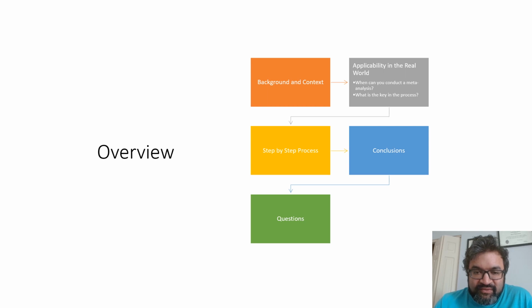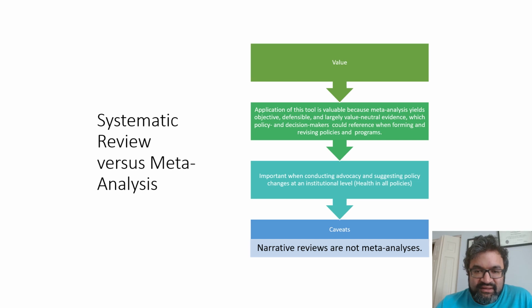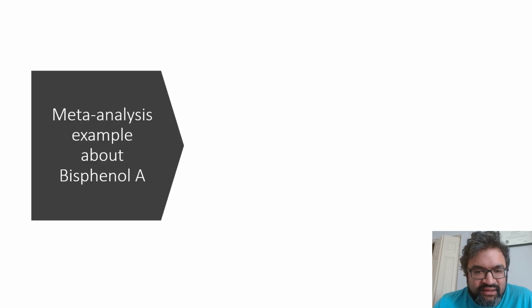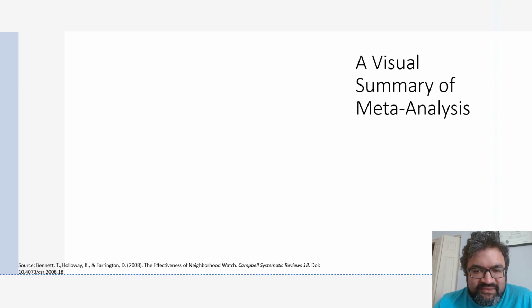So this is an overview, again, as to how you go into the background and context and availability in the real world, and then the step-by-step process, and then conclusions, and then questions. So this is the systematic review versus meta-analysis. And there are some examples of bisphenol A.